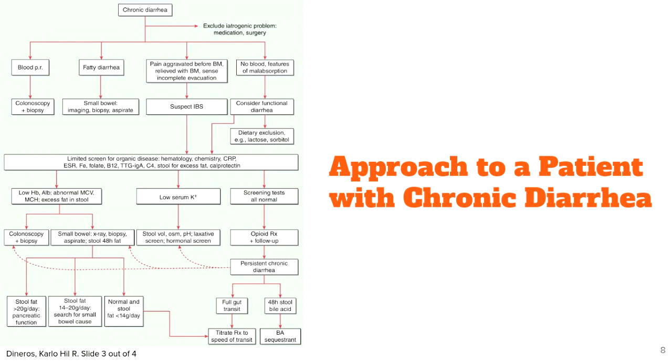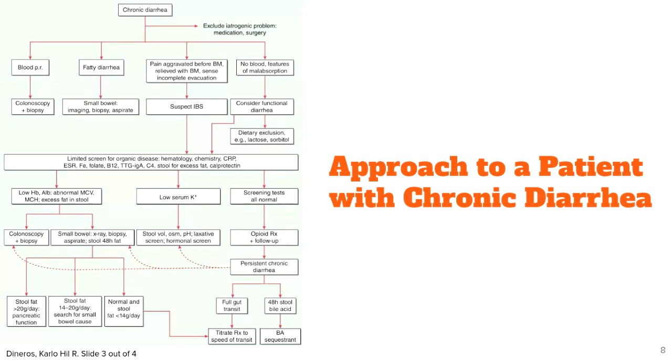So this includes your malabsorption, like celiacs. You might want to recommend dietary exclusions for lactose and sorbitol. Following these initial screenings, you might want to extend your screening further by investigating hematology, chemistry, the CRP, the ESR, the FE, folate, B12, the stool for excess fat, and calprotectin.